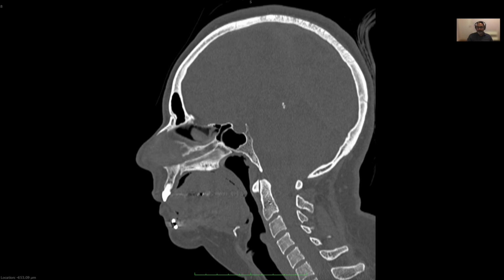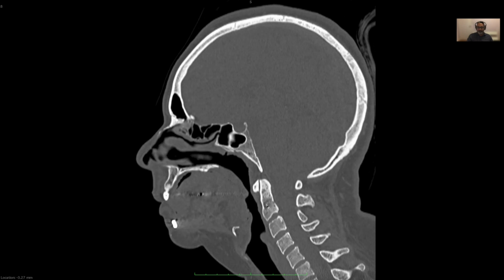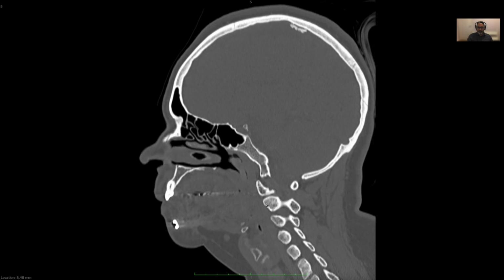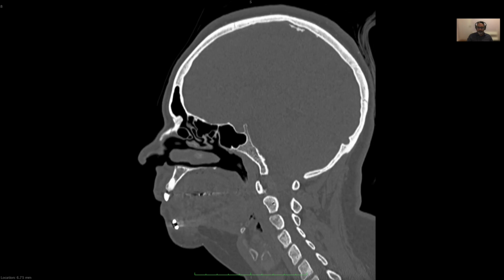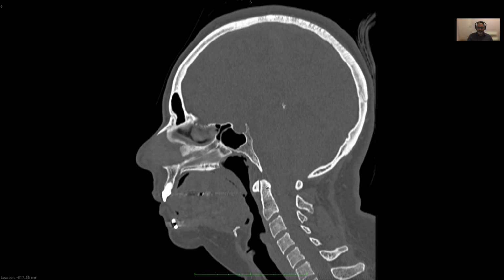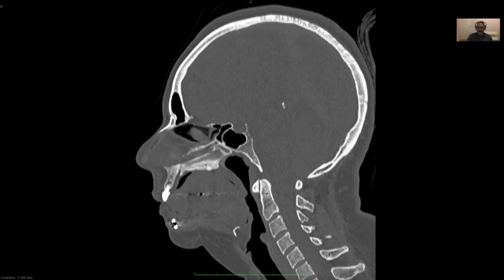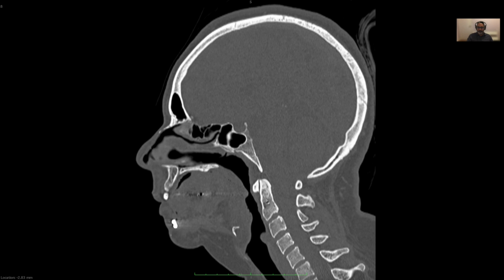And this is a funny thing. This is C2, that's the dens. And this is C1, that is C2. But if you look, C2 is just going to pop up large up there. That's the dens of the C2. That's the C1. And that's the foramen magnum.